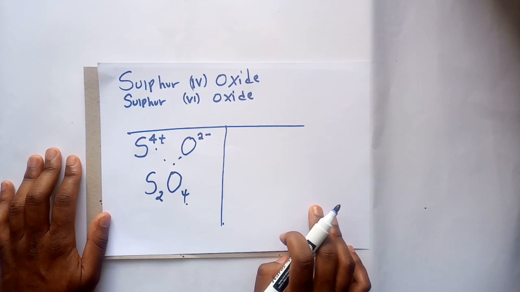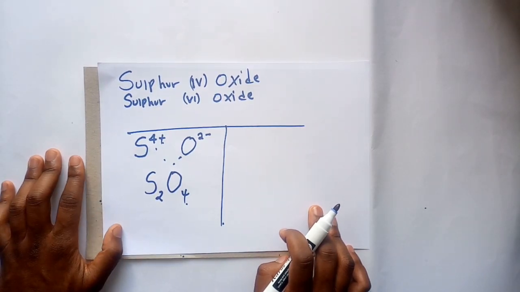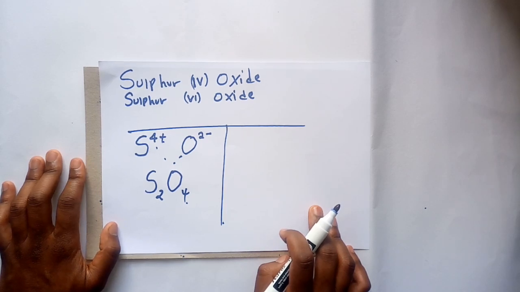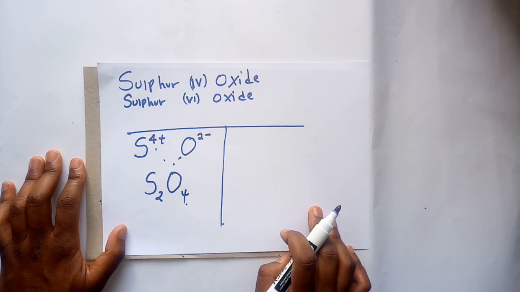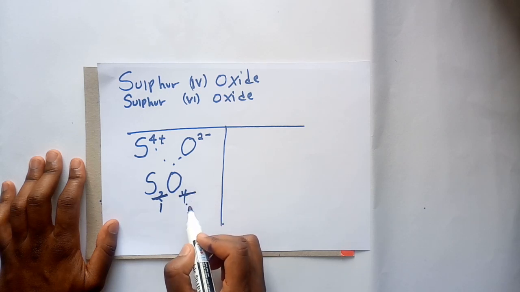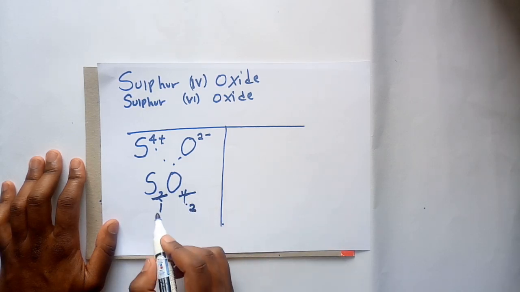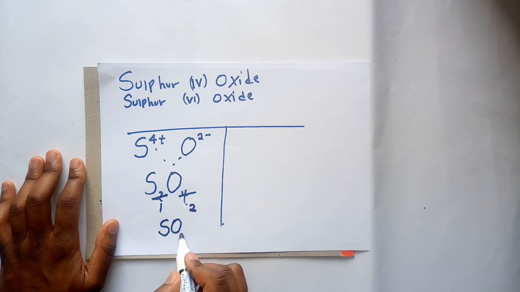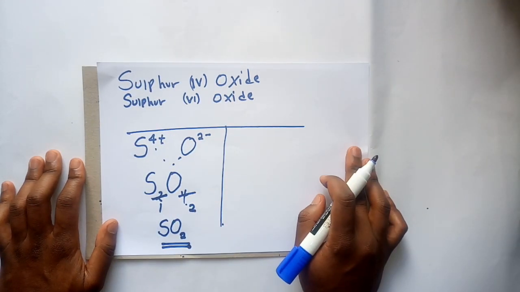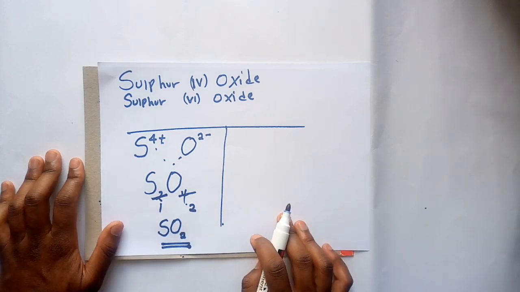However, the formula should be written in the simplest ratio, because a formula simply shows the ratio in which the various atoms, or ions, are combining. So the ratio should always be in the simplest form. So we divide by 2: 2 by 2 is 1, 4 by 2 is 2. The formula becomes SO2. So 1 sulfur combines with 2 oxygen to form sulfur 4 oxide. That is the ratio. So if you have 2 and 4, you put it in the simplest ratio.